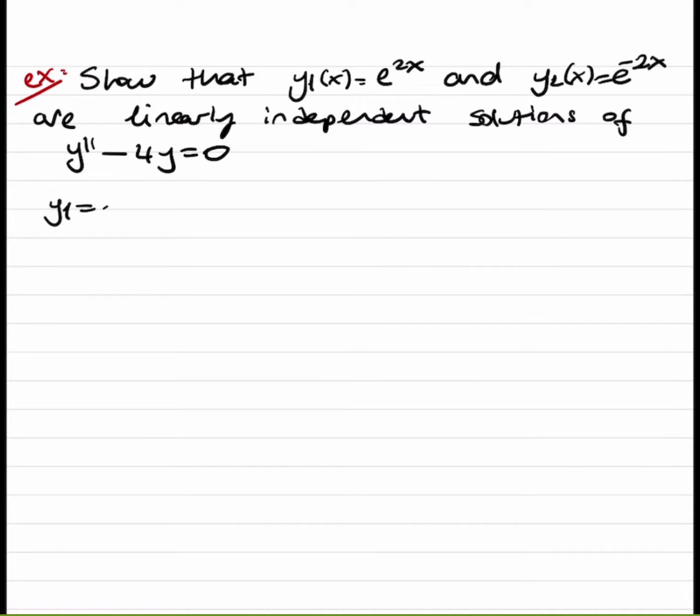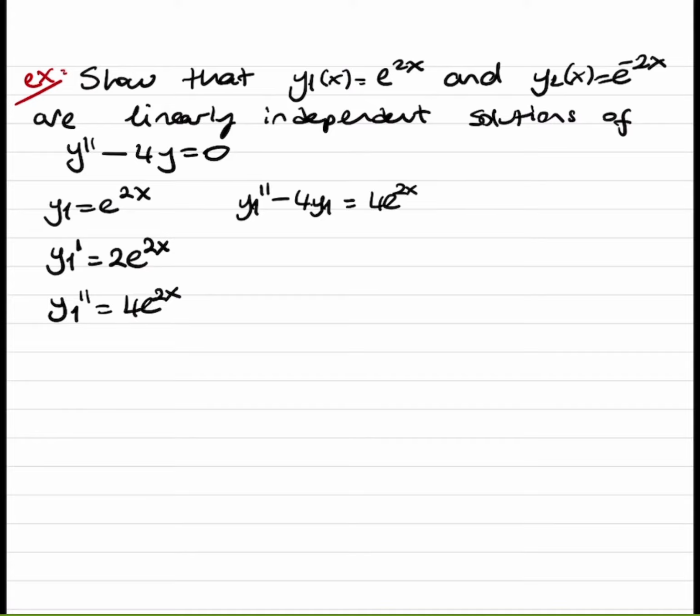Okay, we have y1 equal to e to the power 2x. Let's take the first derivative. It is 2e to the power 2x. Let's take the second derivative. It is 4e to the power 2x. And we can see that y1 double prime minus 4y1 is equal to 4e to the power 2x minus 4e to the power 2x. So it is a solution.